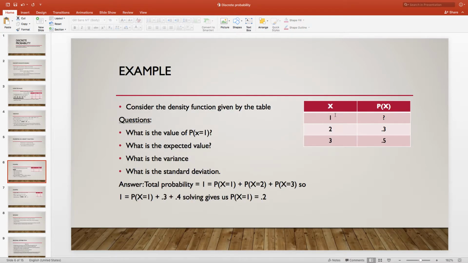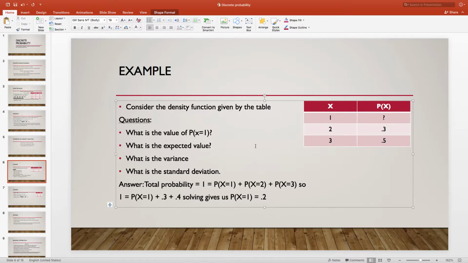So here's a density table. The values of x take 1, 2, and 3. And we have an unknown probability for x equals 1, the probability x equals 2 is 0.3, probability x equals 3 is a half. And here are some questions that I hope to answer. First question is, what is the probability of x equals 1? What is this unknown value? Second question is, what's the expected value? What's the variance? And what's the standard deviation?